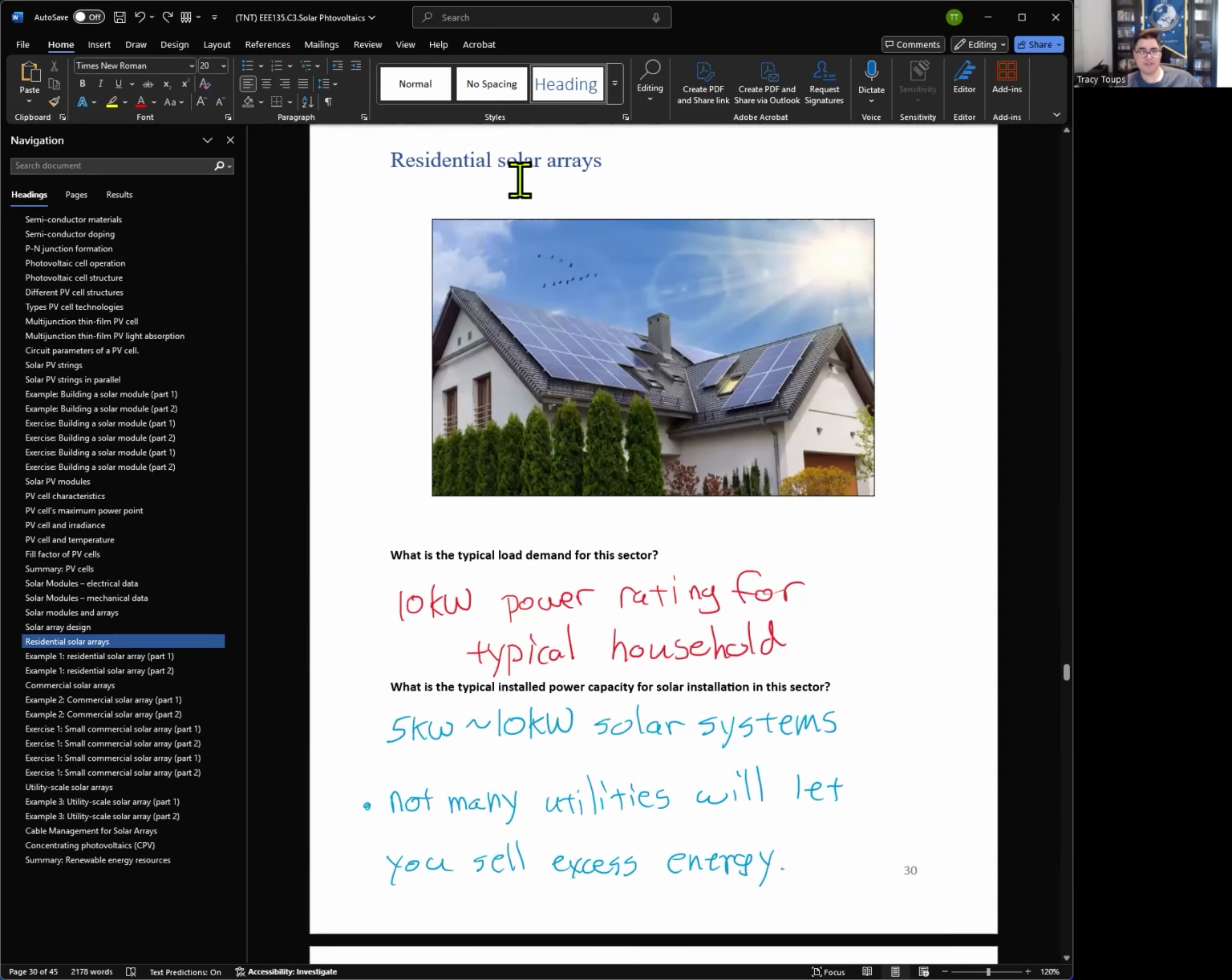So first off, let's talk about residential solar arrays. So we have our solar panels on the rooftop. Obviously there's only so much rooftop space. We can't put them everywhere. So we put however many we can.